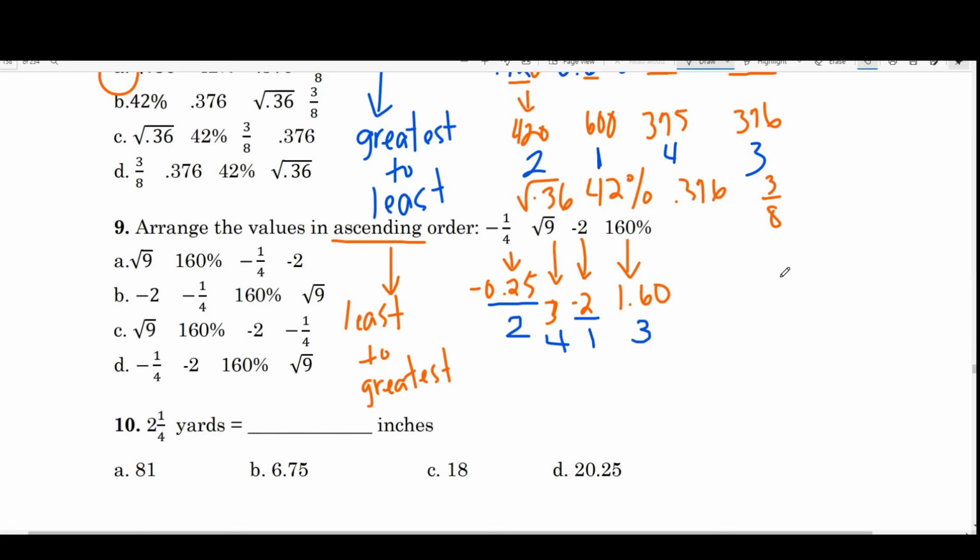All right, and then we go back and rewrite in our original forms. So we have -2, we have -0.25, 160%, and then the square root of 9, which would be B.